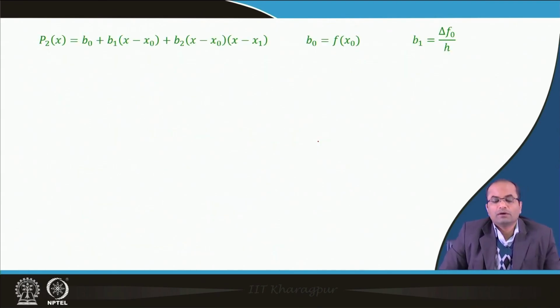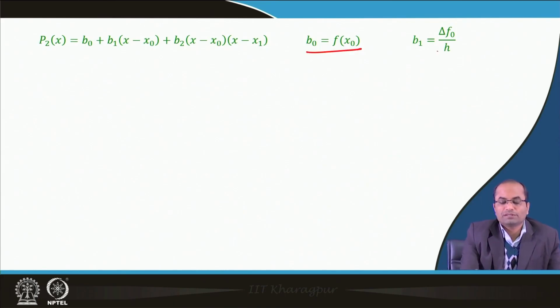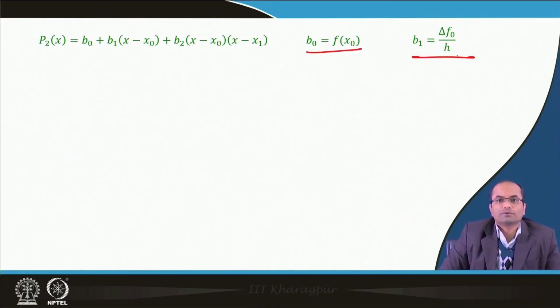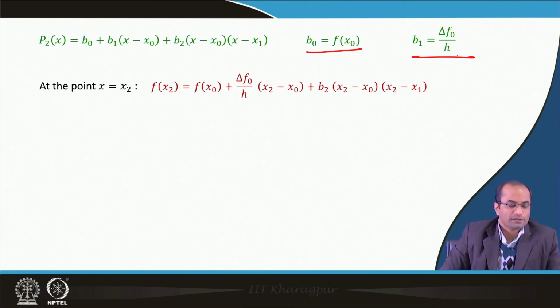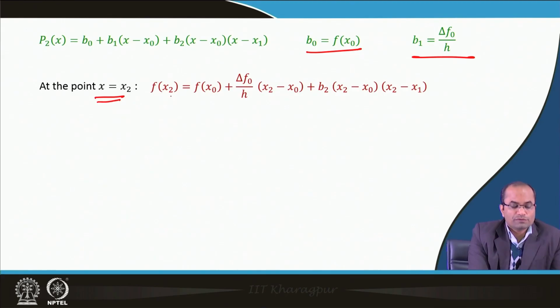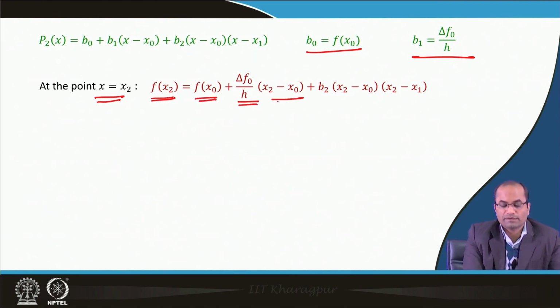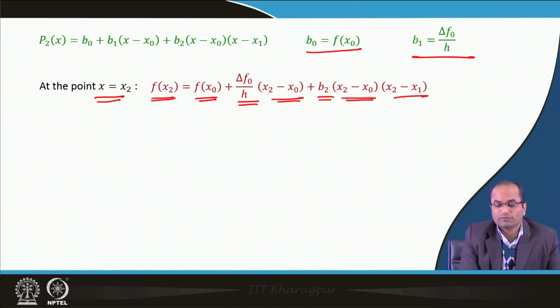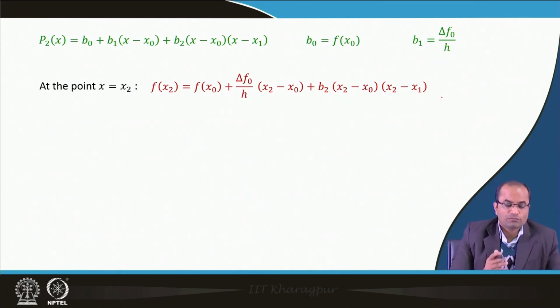So, having this b naught and b 1. So, remember this is the same values what we got also for the first order polynomial. So, now for the point x is equal to x 2, we will substitute there, the polynomial value and the function value are same. So, f x 2 is equal to f x 0, we have delta f 0 multiplied by this, we have b 2, we have x 2 minus x 0, we have x 2 minus x 1. So, from here now everything is known other than this b 2.